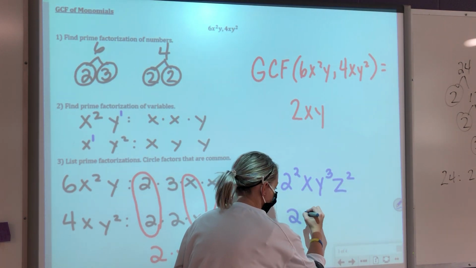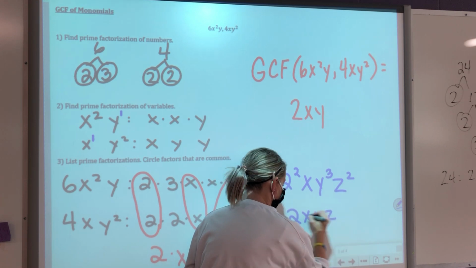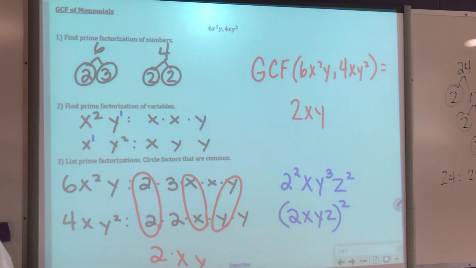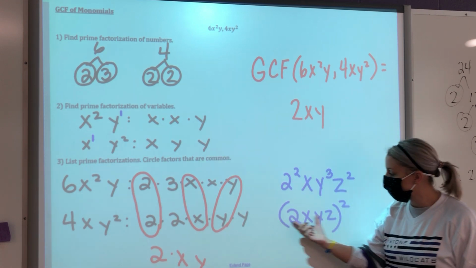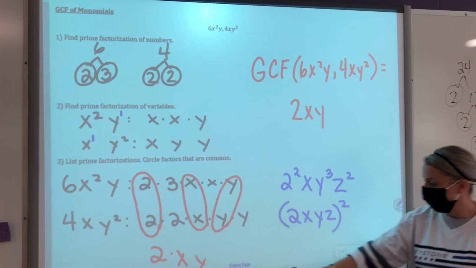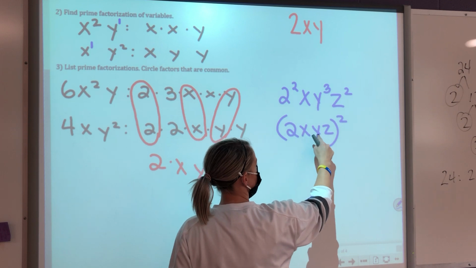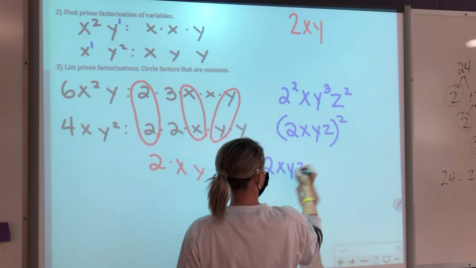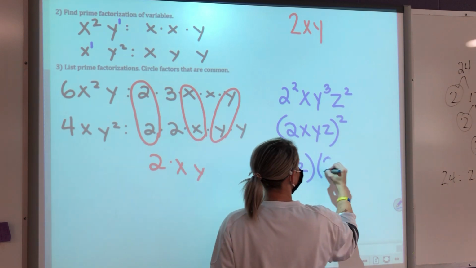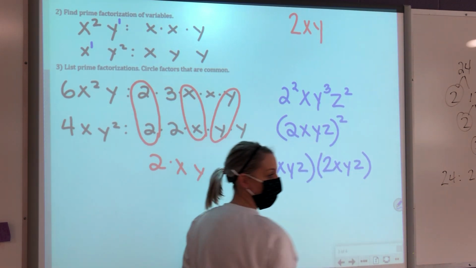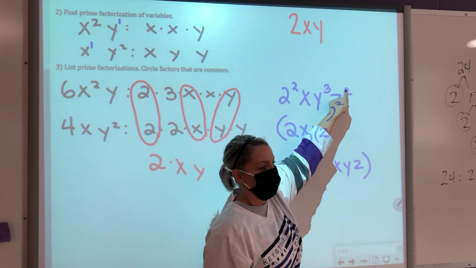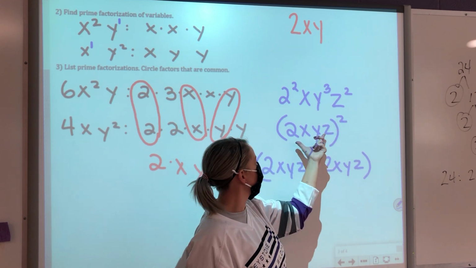If you had this, then that would be the whole thing. Now that's the whole thing. So that means I have 2 of these. So if I have 2xyz squared, that means I have 2xyz and 2xyz. Okay? So these are raising individually. This is raising an entire term.